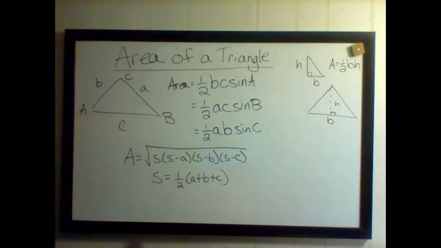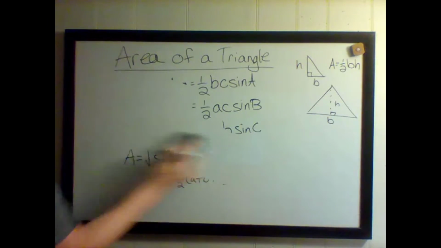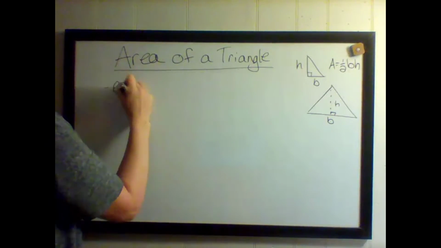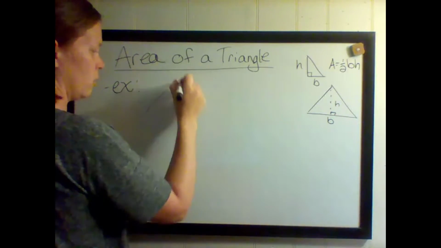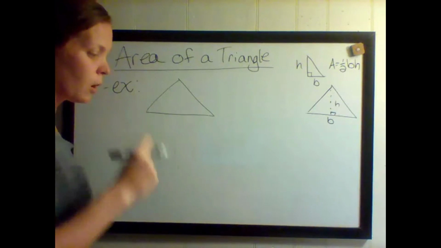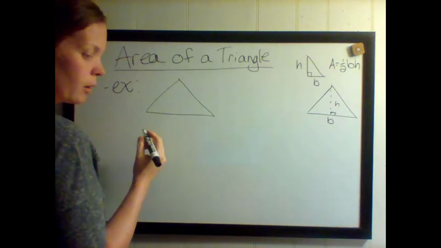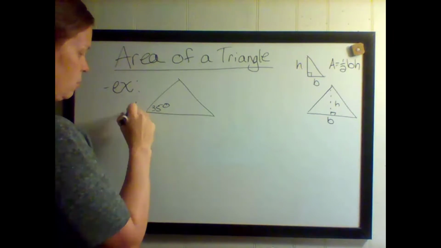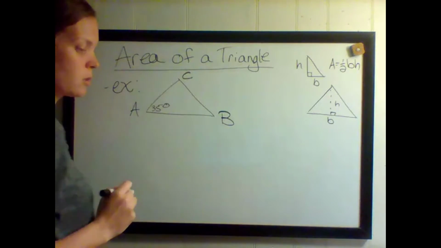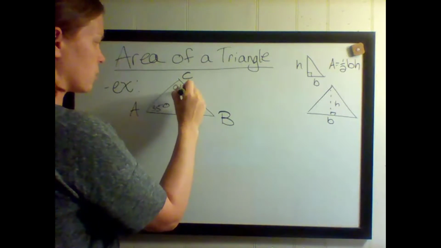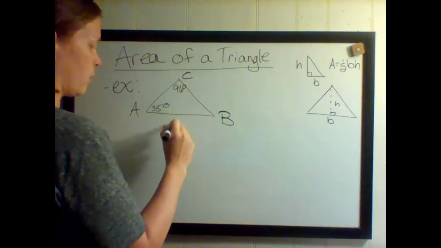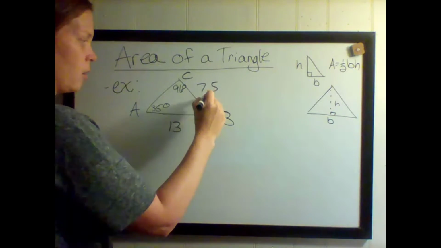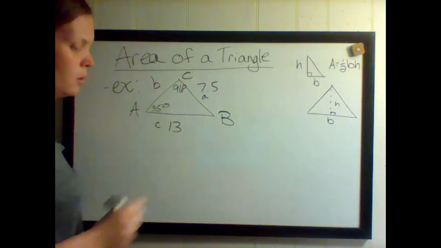So let's say, for example, on this triangle, I know that right here is 35 degrees. It'll be A, B, C, be consistent. Up here is 96 degrees. And then I've got 13 on the bottom and 7.5 between C and B. So side A, side C, side B.